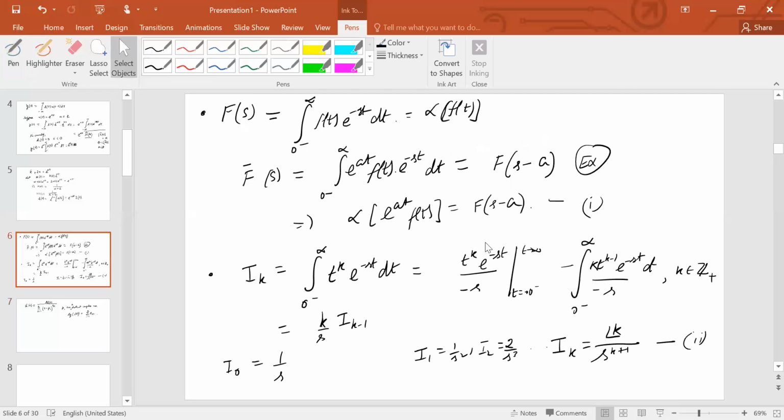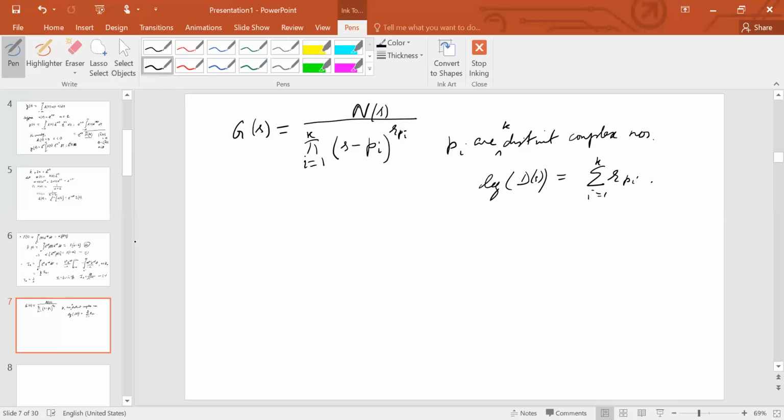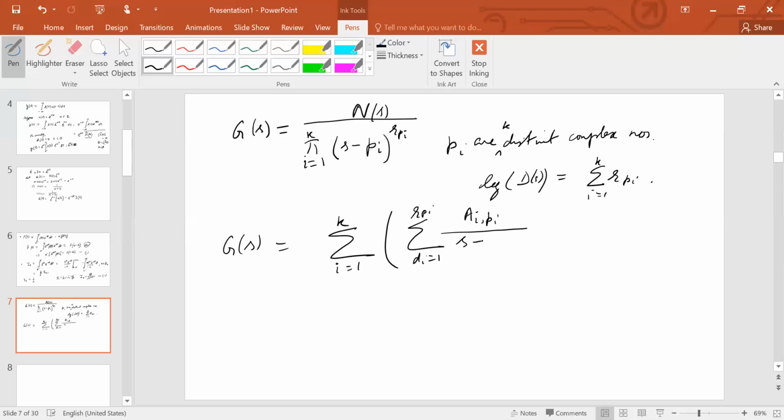having been inspired by these results, it turns out that if you can write this G(s) in the following form, a summation over i equal to 1 through k, and then another term, which is a double summation over d equal to 1 through r_{p_i}, of A_{i,d} upon (s minus p_i) to the power d. All right. So this is our desirable form.